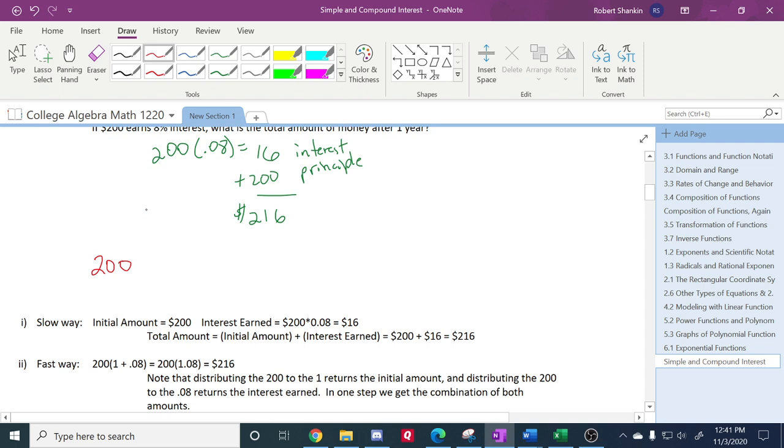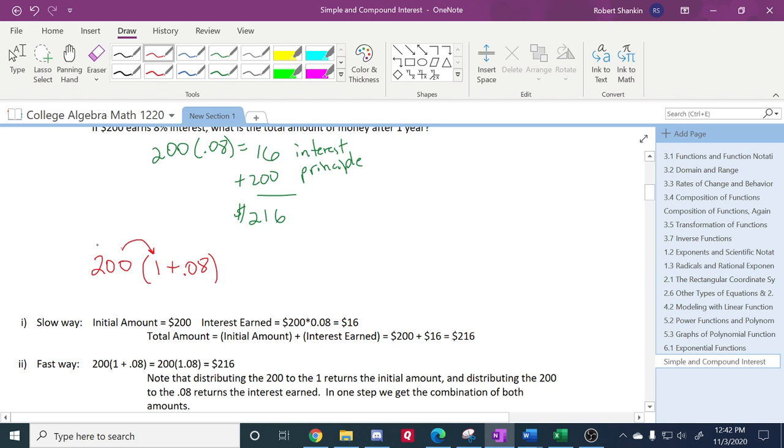The fast way to do this, and let me show you, instead of doing it... and of course I would have done it the slow way the first time too. I wouldn't have realized the fast way, probably, unless somebody showed me, but I'm going to show you right now. You take the original amount and you multiply it by 1 plus the interest rate.